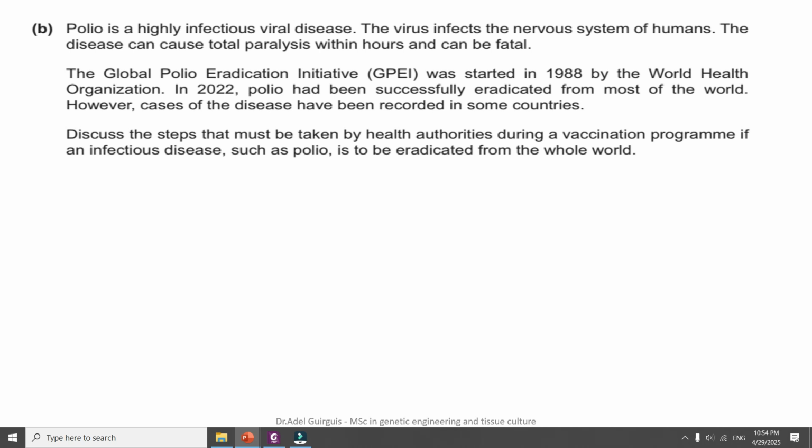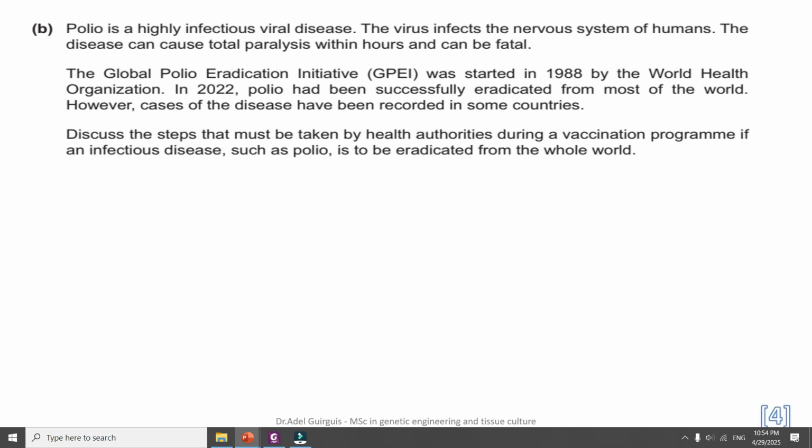Letter B. Polio is a highly infectious viral disease. The virus infects the nervous system of humans. The disease can cause total paralysis within hours and can be fatal. The Global Polio Eradication Initiative, GPEI, was started in 1988 by the World Health Organization, WHO. In 2022, polio had been successfully eradicated from most of the world. However, cases of the disease have been recorded in some countries. Discuss the steps that must be taken by health authorities during a vaccination program if an infectious disease such as polio is to be eradicated from the whole world.